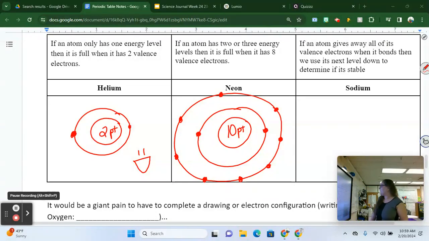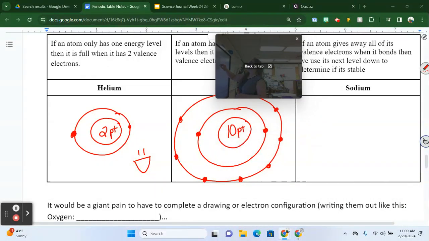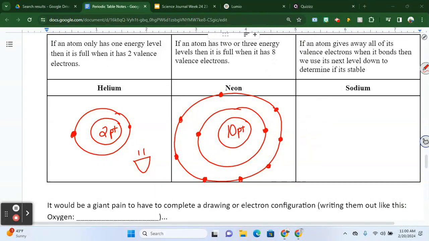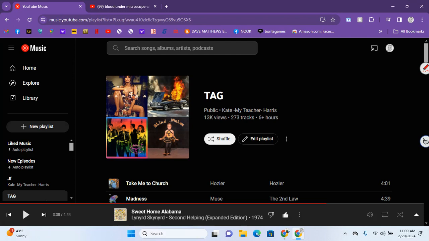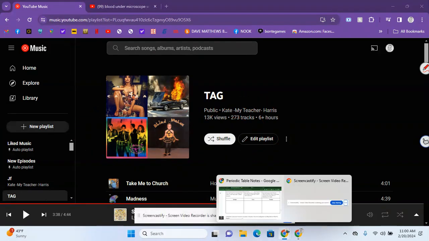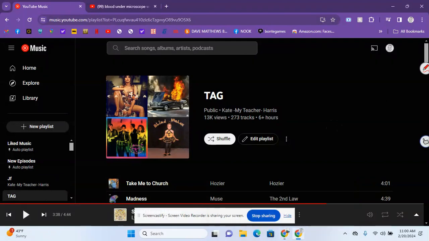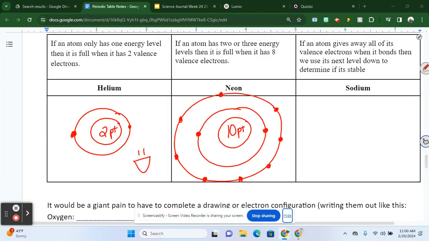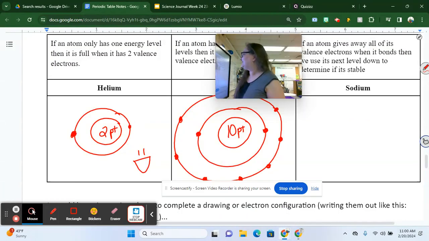Great. And then finally, sodium, an atom like sodium, gives away its. Oh, oops. Didn't mean to do that. You just vanished. I don't know how to bring you back. I fixed it. I figured it out.